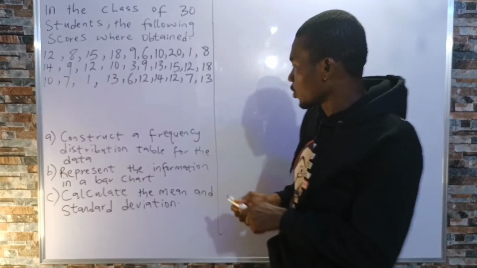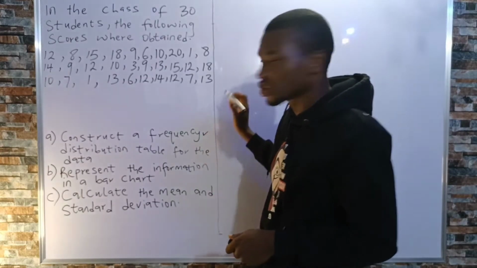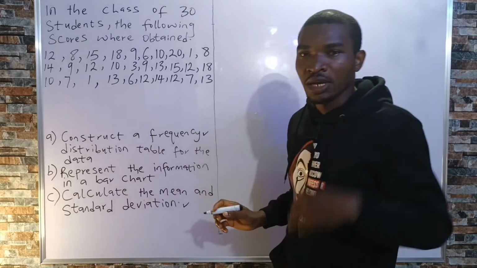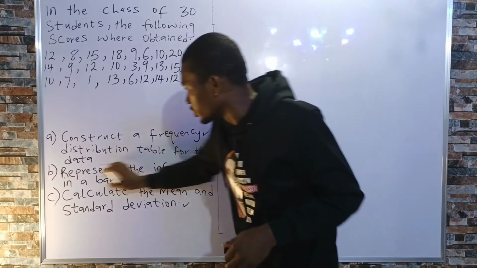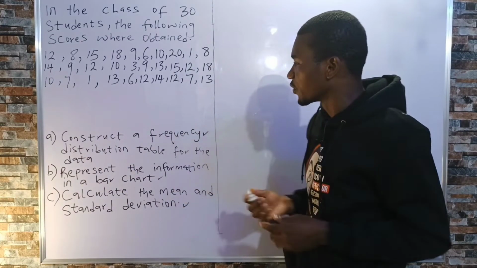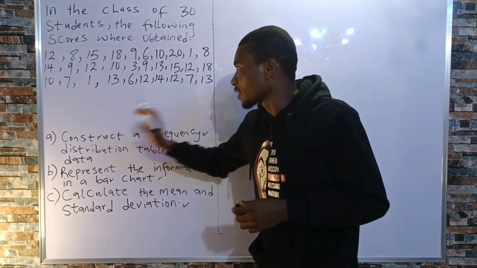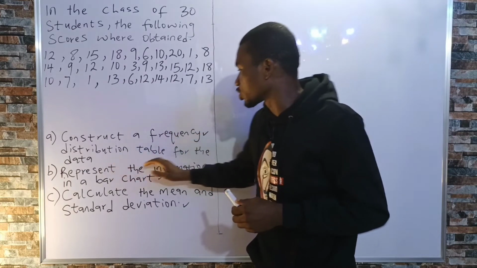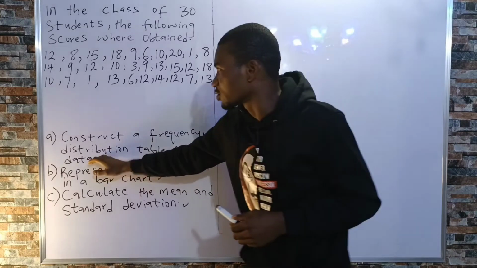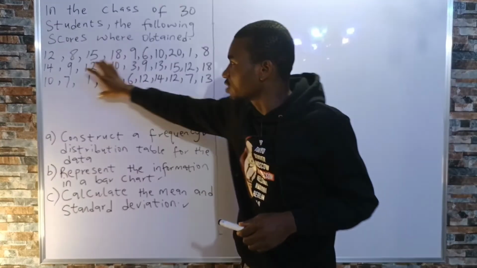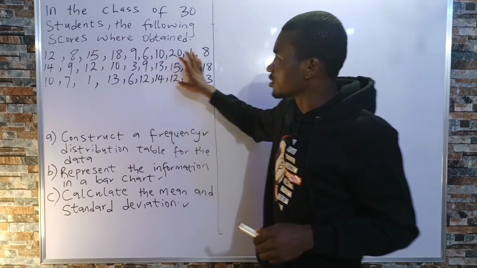I will first of all solve the A part of the question, after which I will solve the C part of the question before I then solve the B part as the last question. Let's start with the A part. We are asked to construct a frequency distribution table for the data.